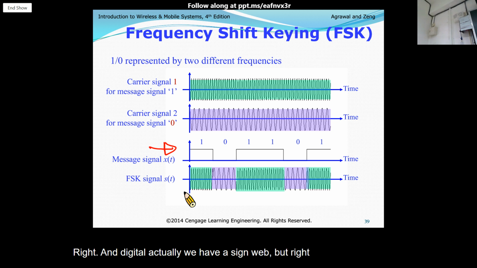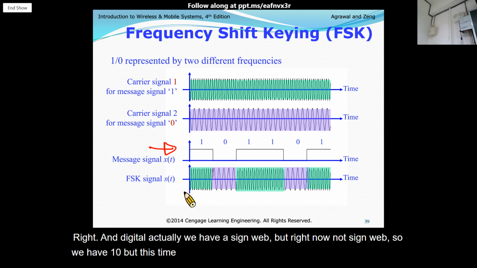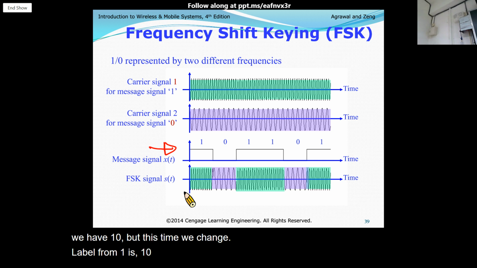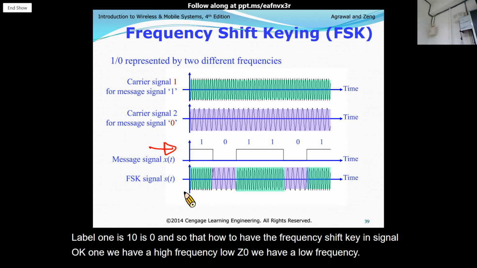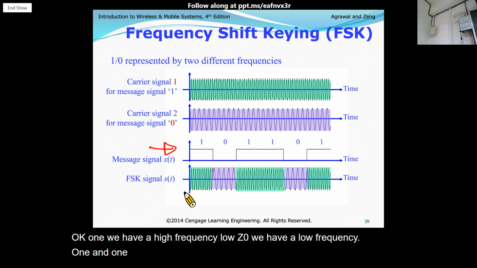So we have 1, 0. But this time we change level from 1 is 1, 0 is 0. And so that's how to have the frequency shift keying signal. Okay, 1 we have a high frequency, 0 we have a low frequency, 1 and 1 high and high, and low. So this is a mapping. Something like this is a mapping.